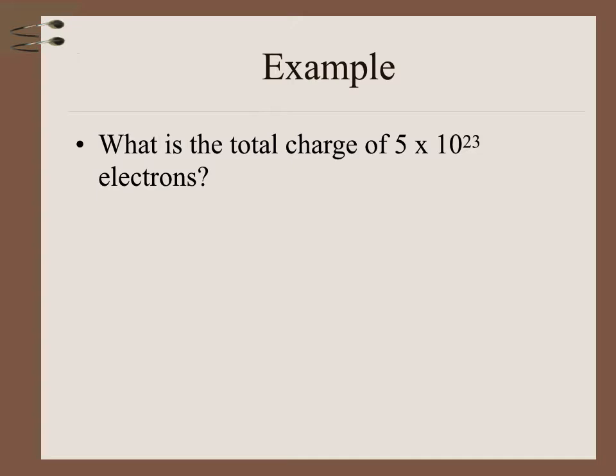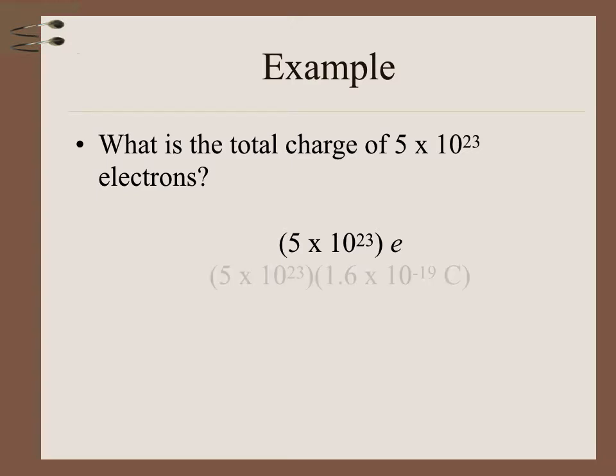We're going to do the same thing. We know that we have 5 times 10 to the 23rd electrons. We know how much charge each one electron holds. So we're going to multiply the number of electrons that we have by the charge on one of them, or 5 times 10 to the 23rd times e. That's kind of like our formula.